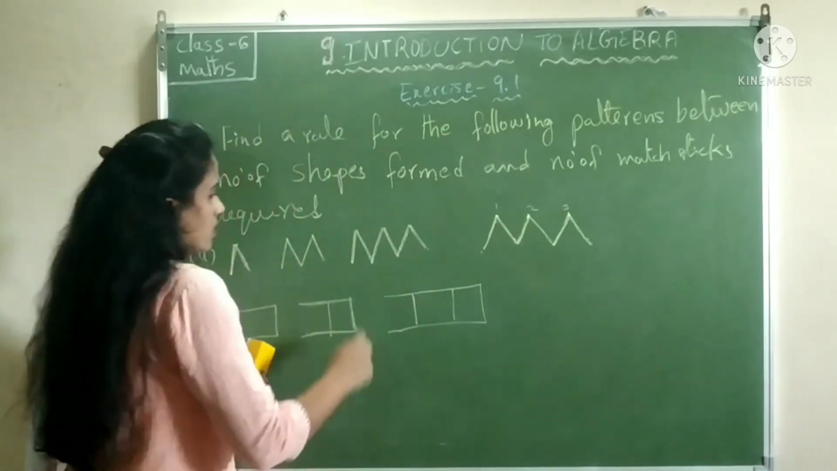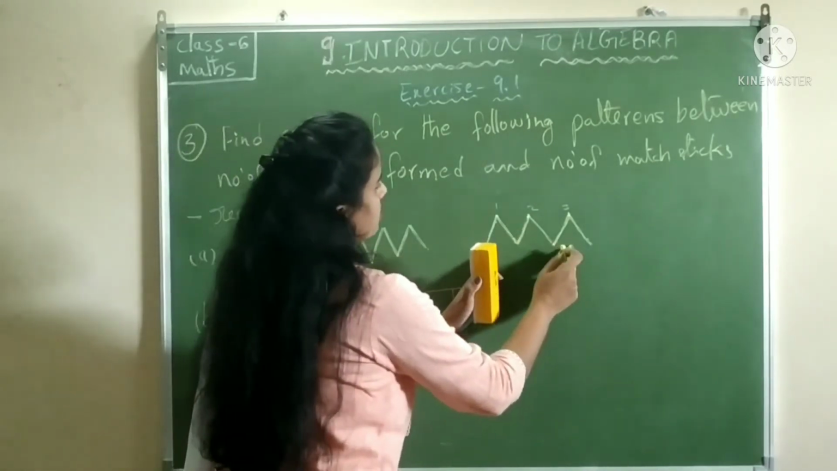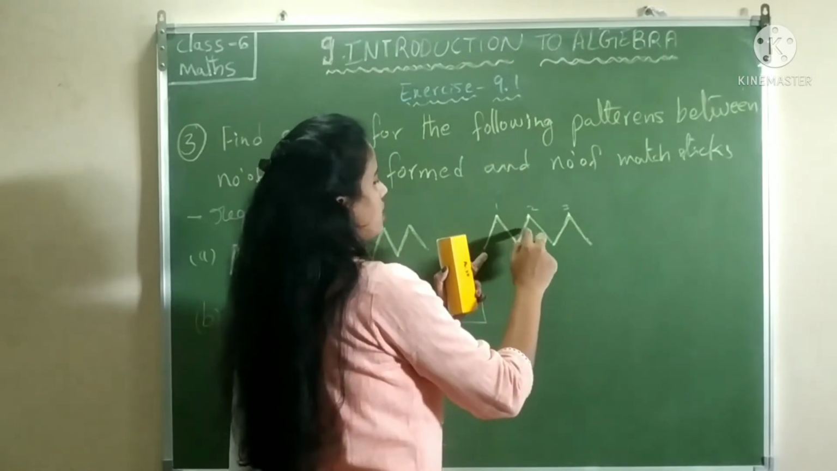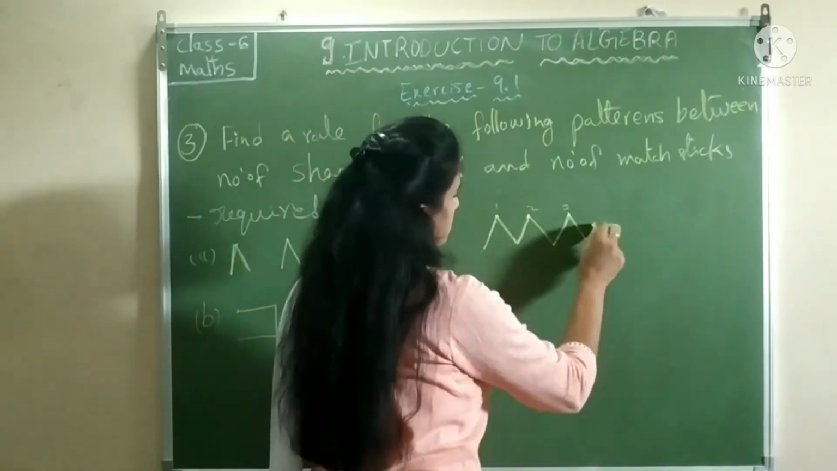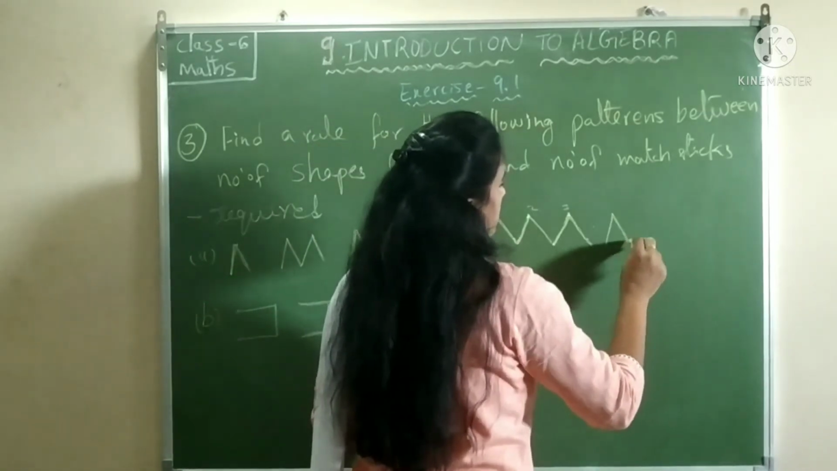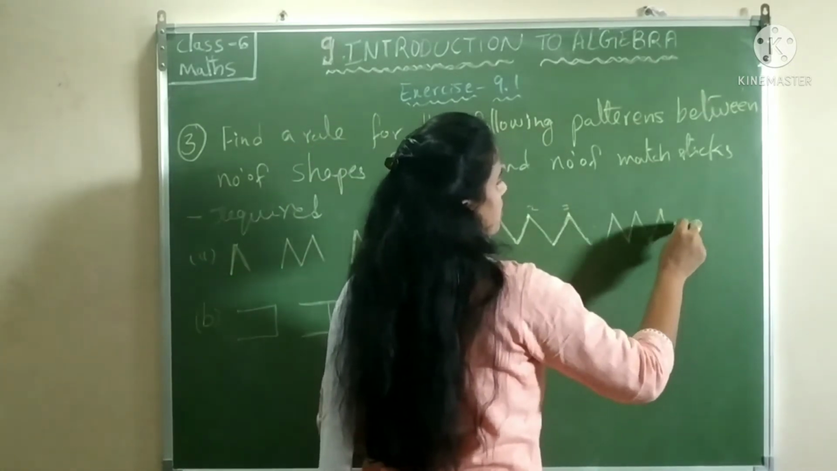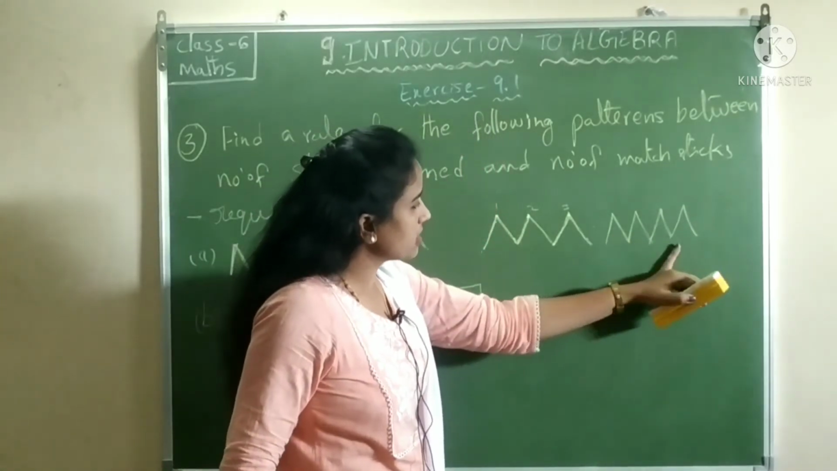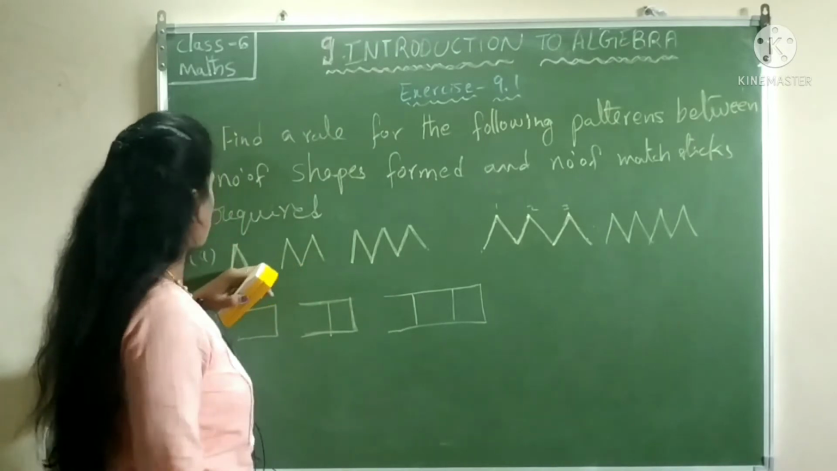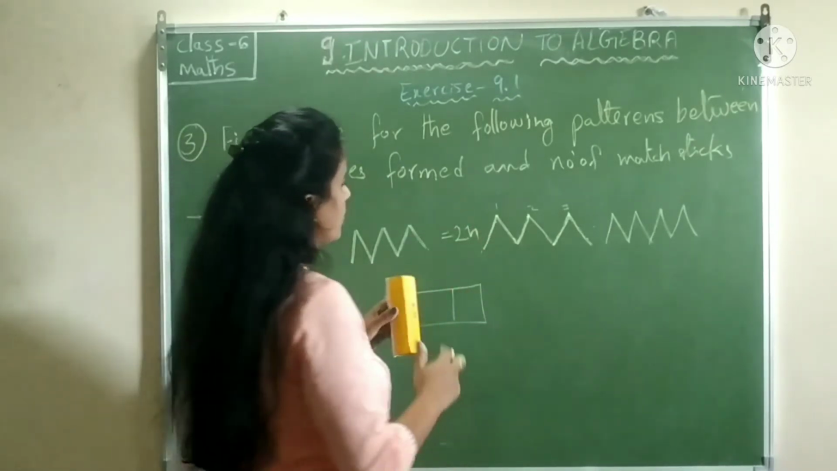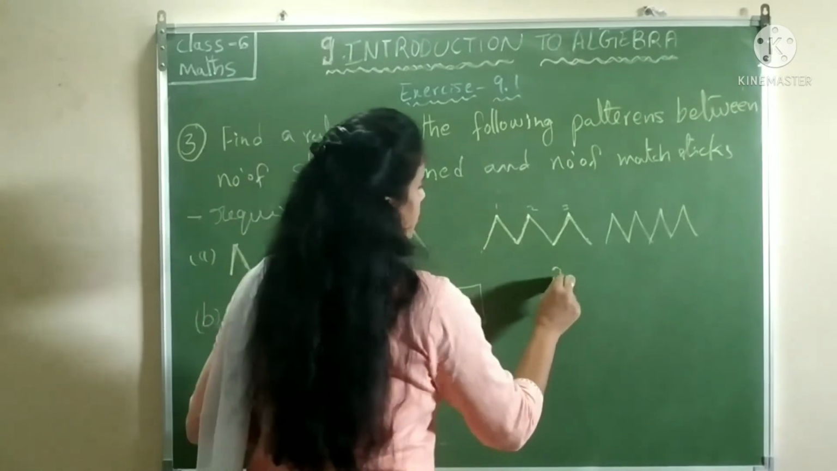For 3 shapes required, how many sticks do we need? 1, 2, 3, 4, 5, 6. 6 matchsticks. Suppose 4 shapes are required, 1, 2, 3, 4. Then how many matchsticks are required? 8 matchsticks. So here our rule is 2n.